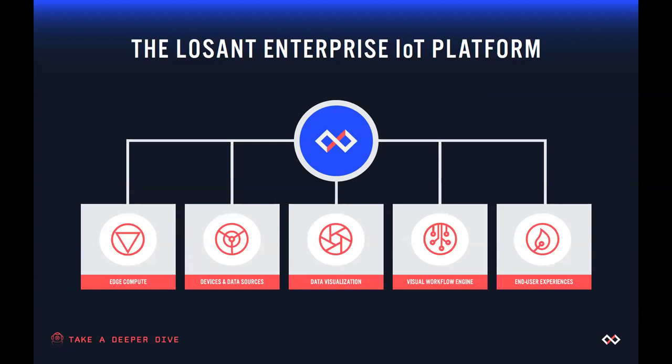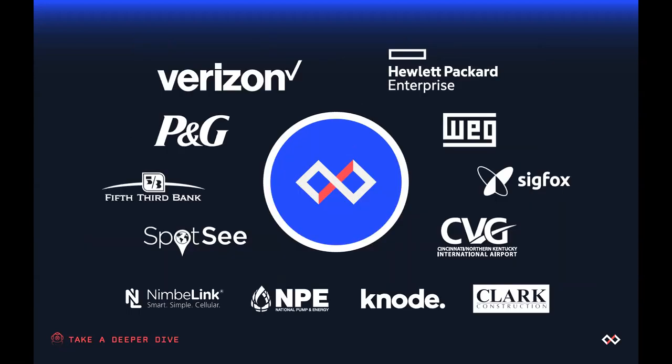So to start, let's do a quick review of Losant and our enterprise IoT platform. Losant is an application enablement platform. What that means is that Losant provides enterprises with the building blocks to create their own IoT applications. Our platform consists of five key components to help customers achieve that: edge compute, devices and data sources, data visualization, our visual workflow engine, and end user experiences. Our customers and partners utilize these tools to create the robust IoT applications they put in front of their end users.